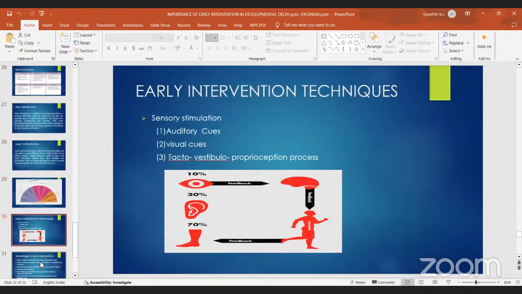Next, early intervention techniques. In these early intervention techniques, we want to go on with the sensory stimulation. In this sensory stimulation, we have three main things: auditory cues, visual cues, and tacto-vestibular proprioception. The visual cues will contribute 10% to the baby's development. The auditory cues will give you 20%, and the tacto-vestibular proprioception movement. So how the baby has been in the joint-based activities, movement-based activities, it will help you.